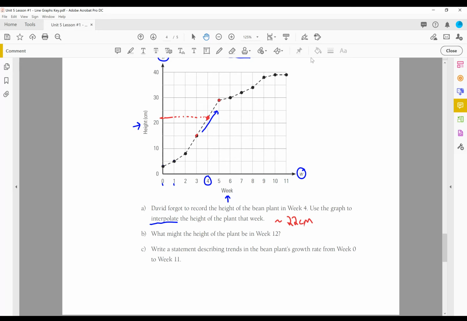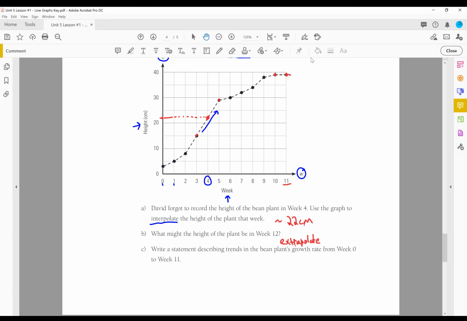B says, what might the height of the plant be in week 12? Well, the graph only goes to week 11, so we have to extrapolate some information because we're going outside of our known values. The highest height I have is for week 11. It's just under 40 centimeters. Let's say it's maybe 39 centimeters. And if we look at week 10, it also had a very similar height.